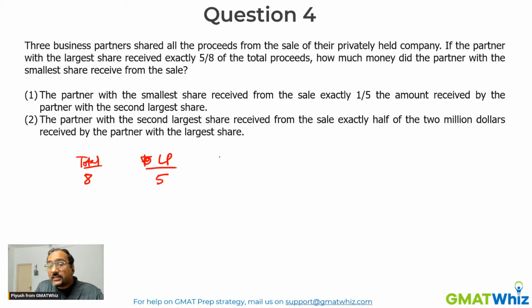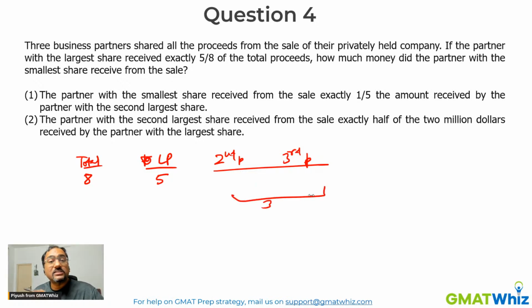That means for the other 2, the second partner and the third partner, the combined was 3, right? The combined they got was 3. Now it says how much money did the partner with the smallest share receive? So I need to know the money, but it's not a ratio. I don't need the fraction.